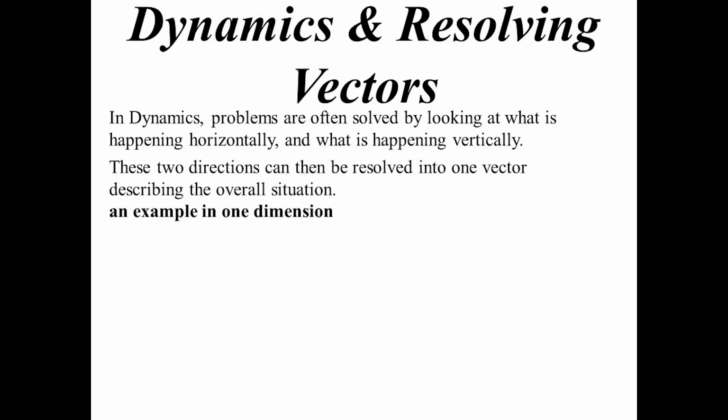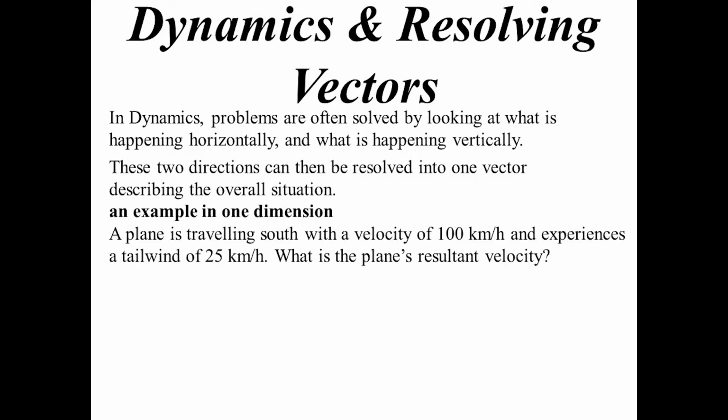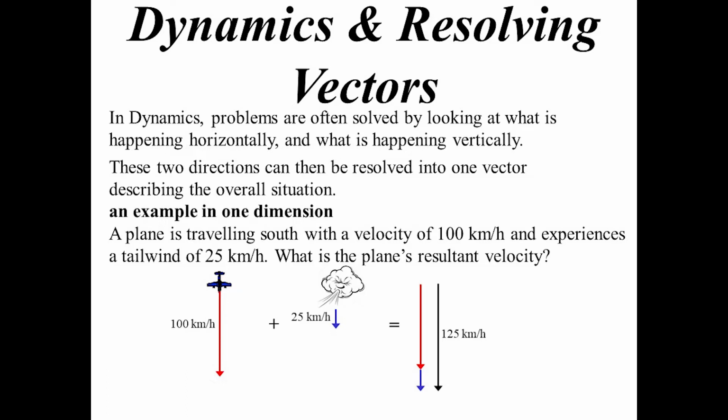So first of all, here's just a simple example, but just in one dimension. We've got a plane that's travelling south, velocity of 100 kilometres per hour, but it also has a tailwind of 25 kilometres per hour. What's the resultant velocity? How fast does that plane end up actually going? So there's our plane, it's going 100 kilometres per hour. But then, in addition, it's got this wind helping it along as well. So it's just like adding the two vectors together. So the plane would actually end up travelling at 125 kilometres per hour. Effectively, that's what it would look like.